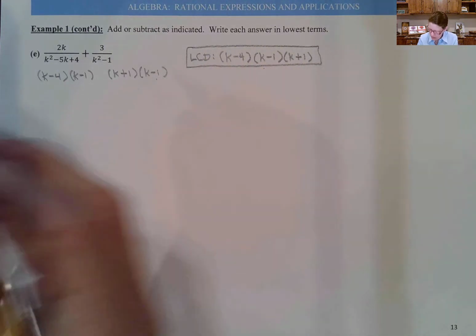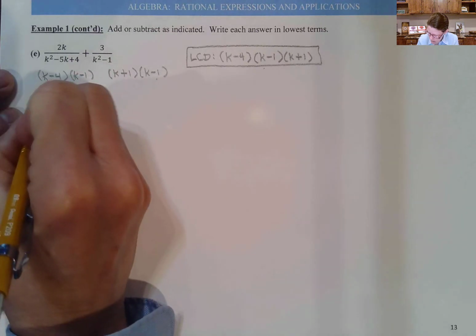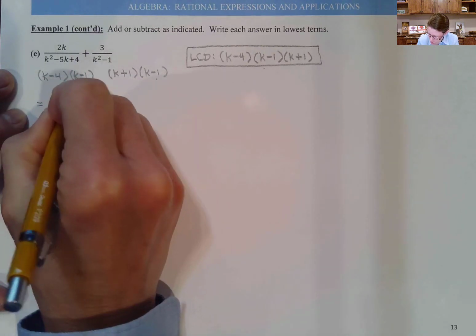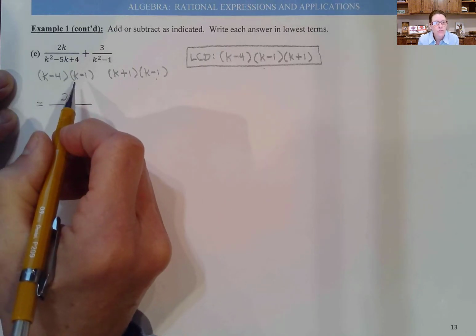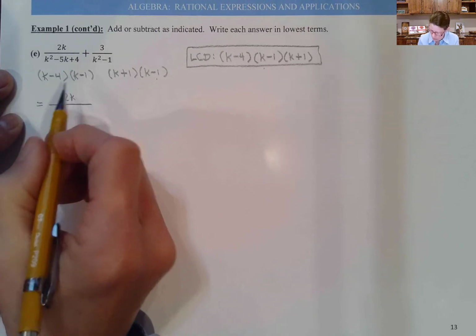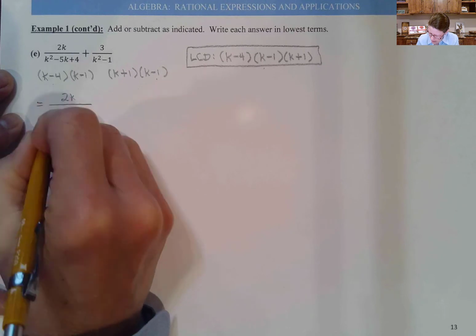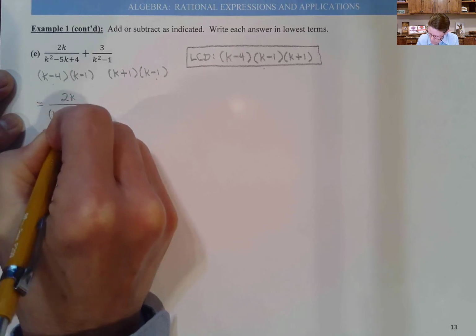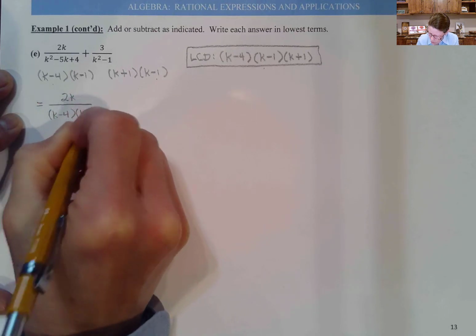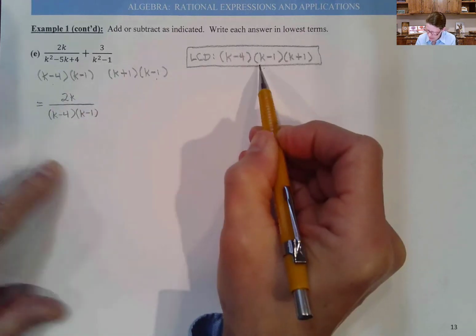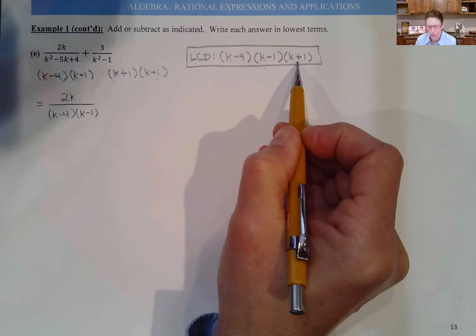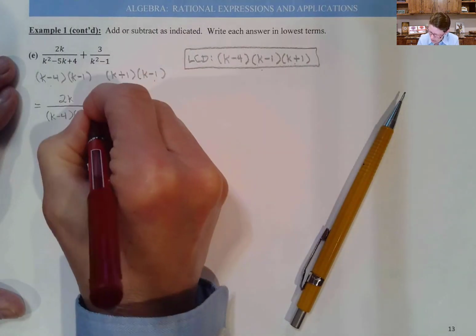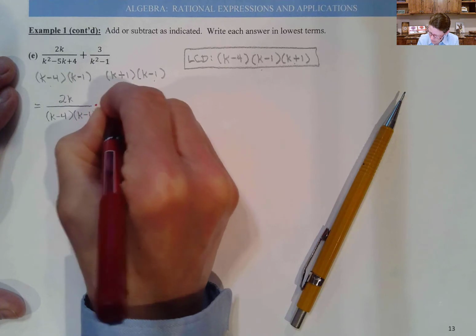Now let's build these fractions up. Our first fraction, 2k over. Now, once you have your denominators in factored form, keep them in factored form. So I'm going to use the denominator k minus 4 times k minus 1, because we can easily compare that to the LCD and see that it's missing the factor k plus 1. So multiply numerator and denominator by k plus 1.